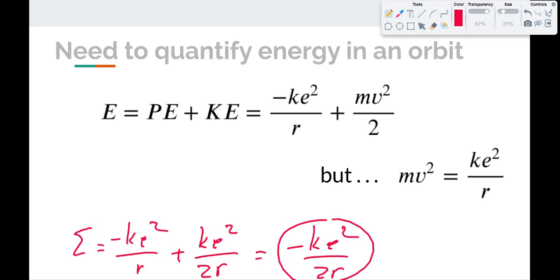So what don't we know? We do know K. That's a universal constant that everybody knew. We know the charge on an electron. Millikan figured that out. We don't know the radius. So we have to do still some work.